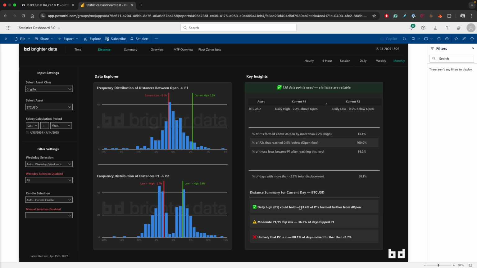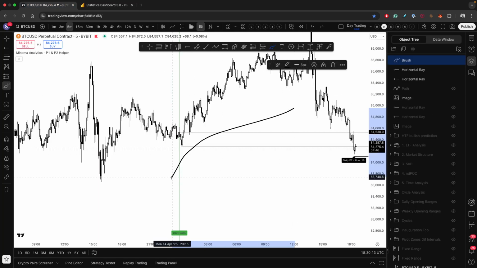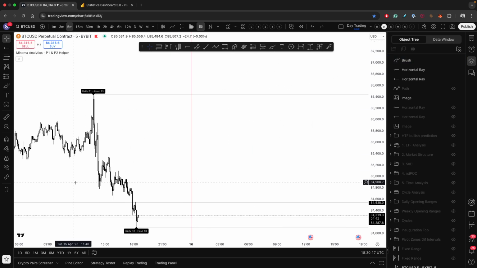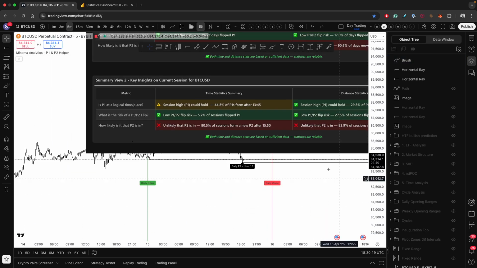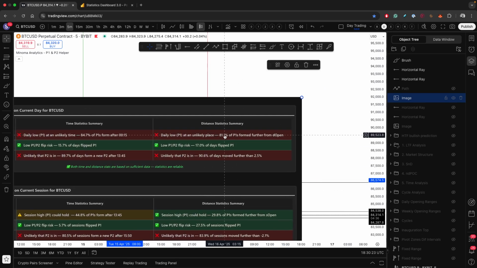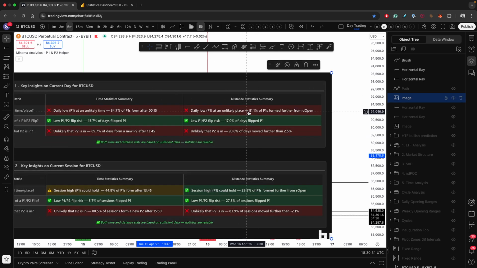Because if this is very high, as was the case here, 81%, then we know that 80% of the days would take out that P1 more or less, because 80% of the days put in a P1 further from the daily open than what we currently had. So we know now that we want to have some distance.